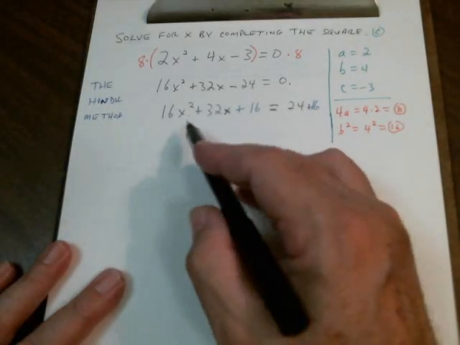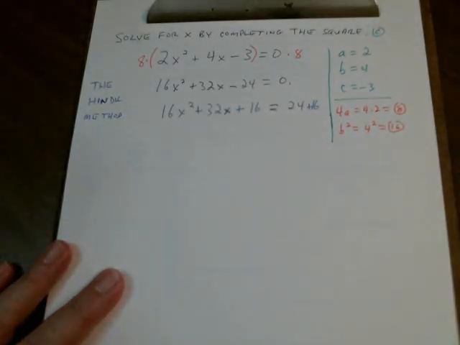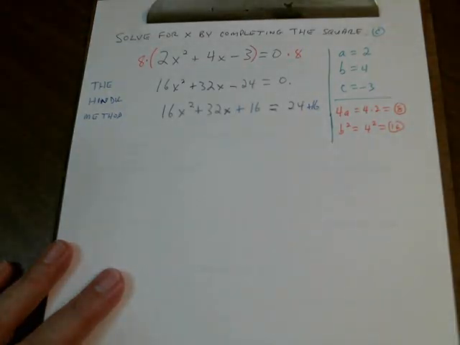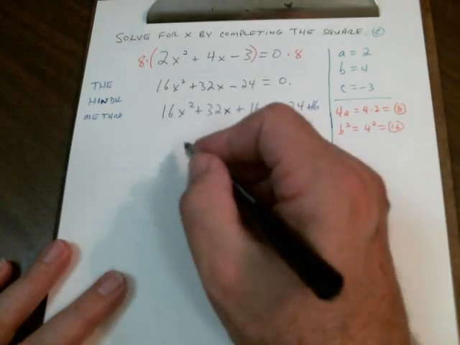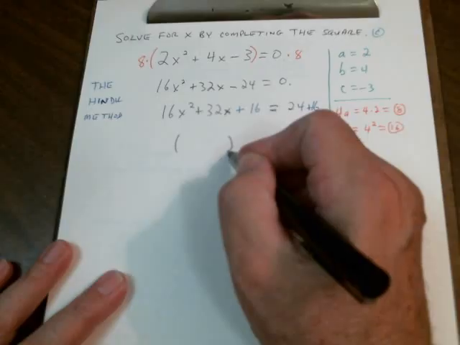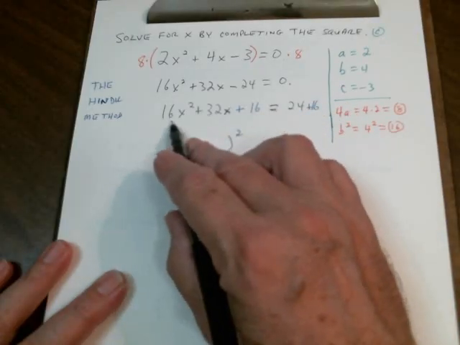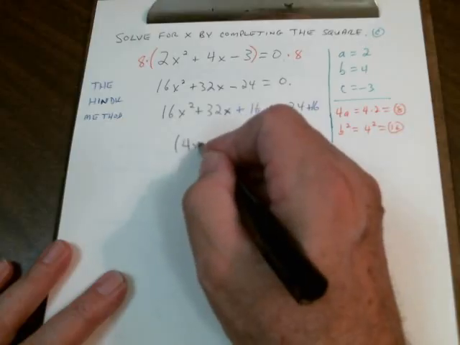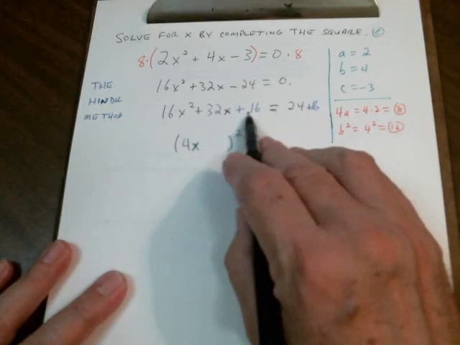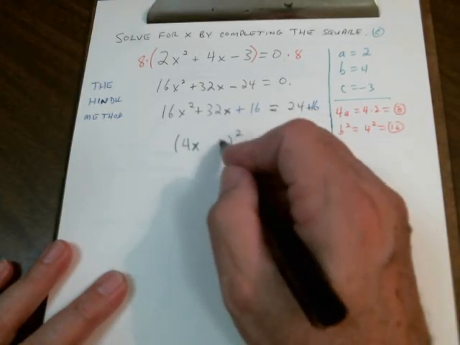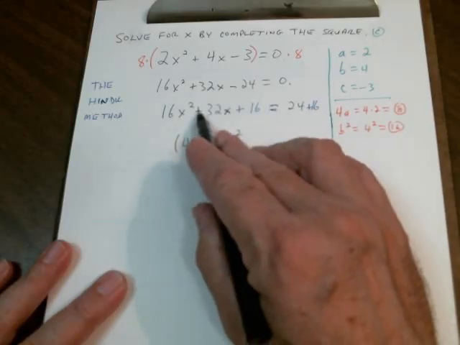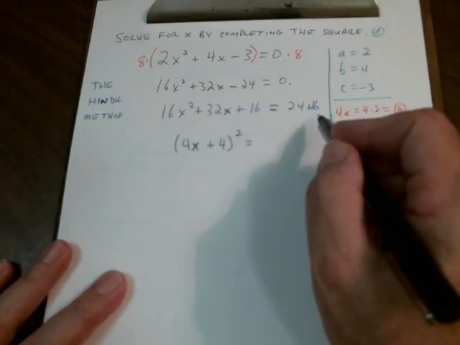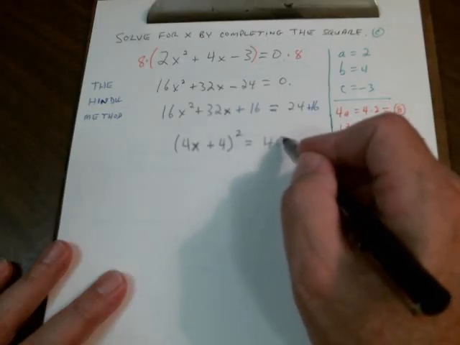Okay. So on the left side, this is called a perfect square trinomial, which means that we can write it as an equivalent squared binomial. Here's the idea. Take the square root of 16x squared, that's 4x. Take the square root of 16, which is 4, and then use the same operations you have right there. That's addition. The right side should equal, I believe, 40.